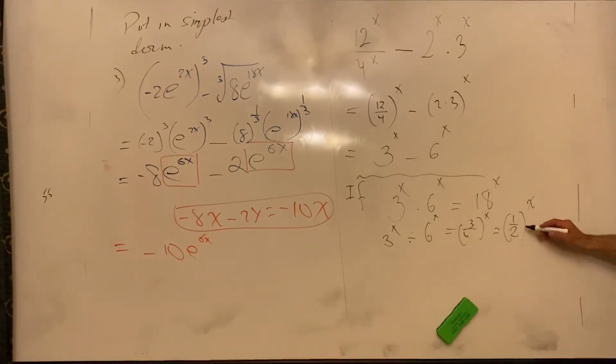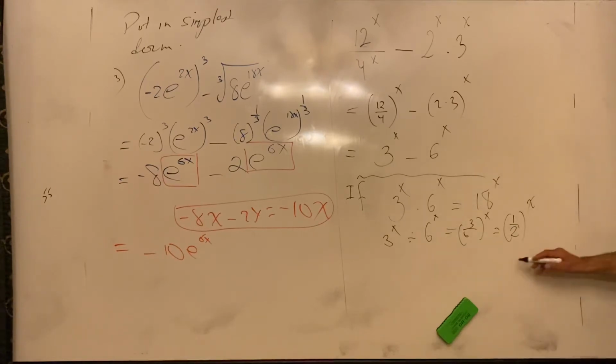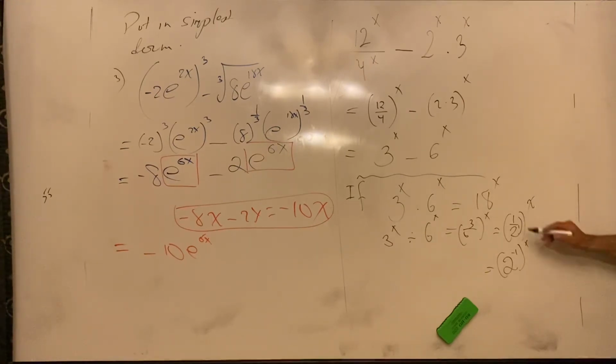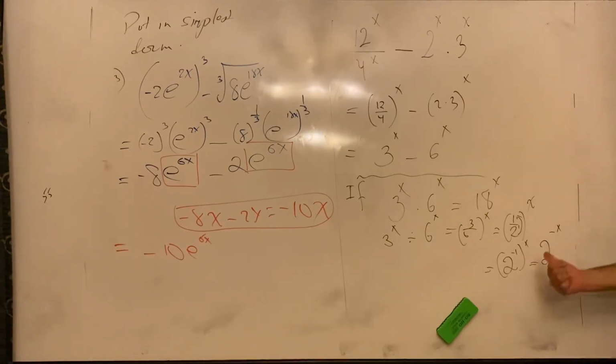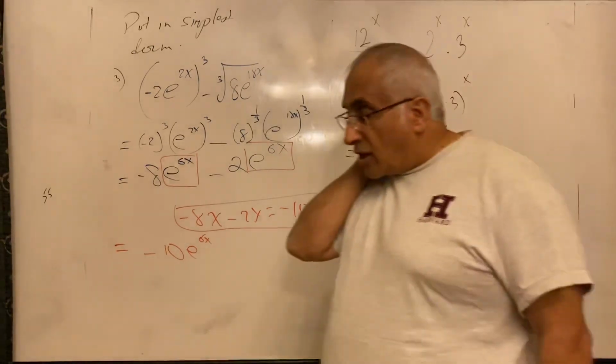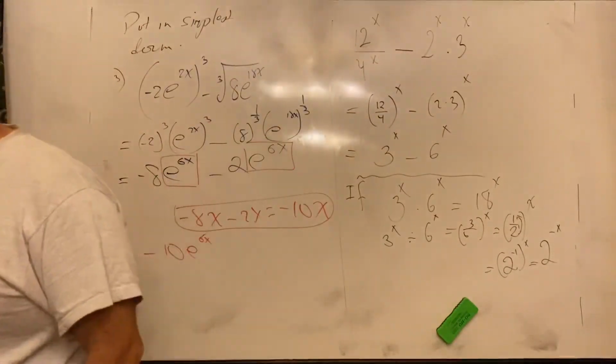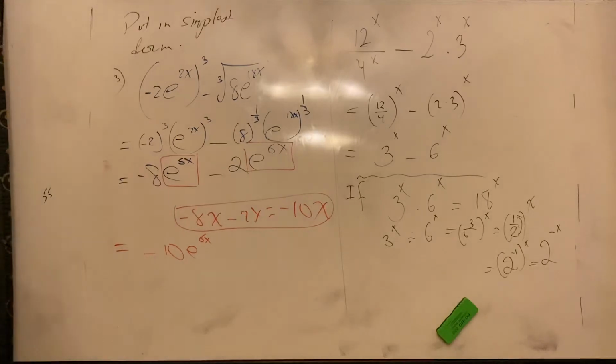And for your information, this half means 2 to the power of negative 1, to the power of x. Yes, because I take it up, it's going to be negative. So I could say minus 1 times x is 2 to the power of negative x. We need this concept when we start talking about exponential functions. All right, gentlemen?